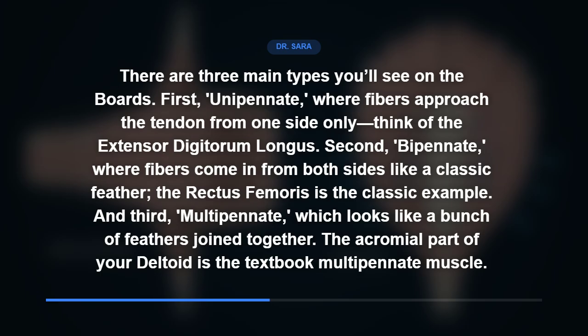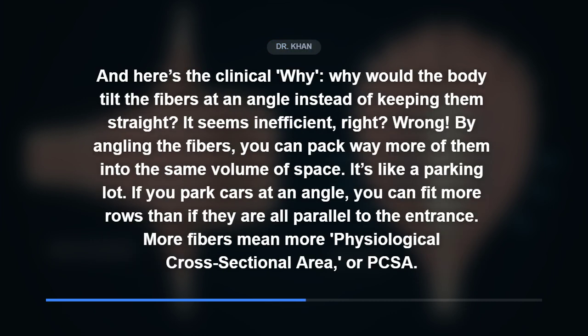Now, Dr. Sarah, for the high-yield facts, how do we categorize these? There are 3 main types you'll see on the boards. First, unipennate, where fibers approach the tendon from one side only. Think of the extensor digitorum longus. Second, bipennate, where fibers come in from both sides, like a classic feather. The rectus femoris is the classic example. And third, multipennate, which looks like a bunch of feathers joined together. The acromial part of your deltoid is the textbook multipennate muscle.